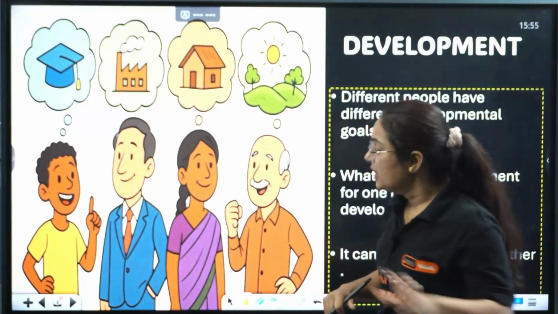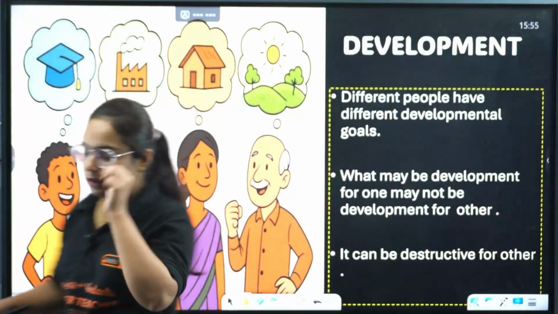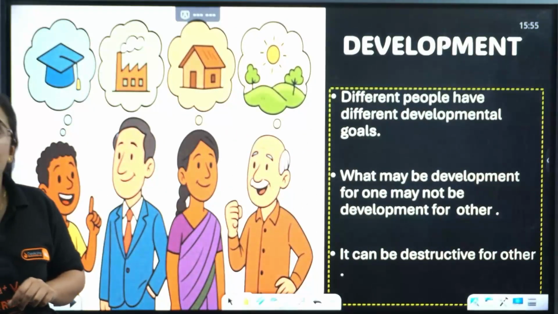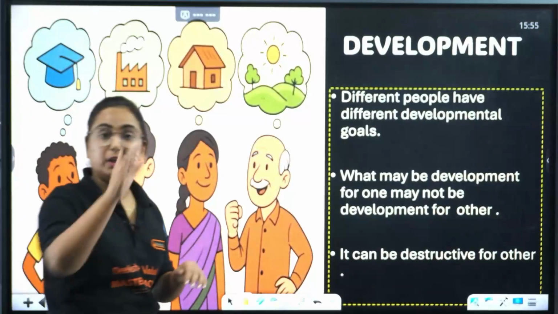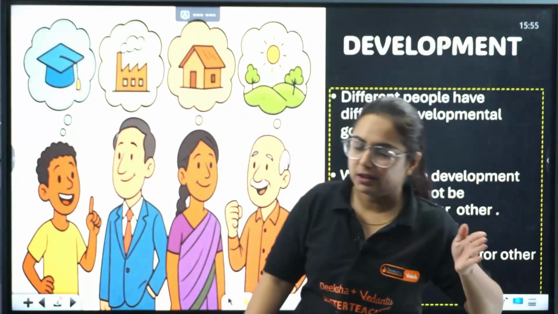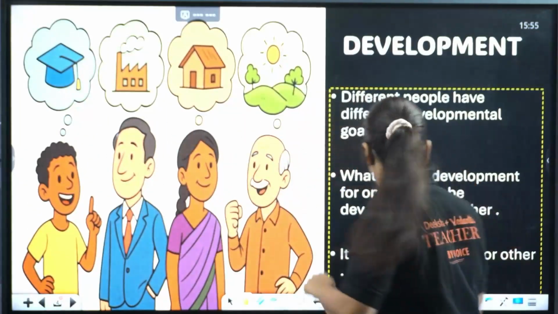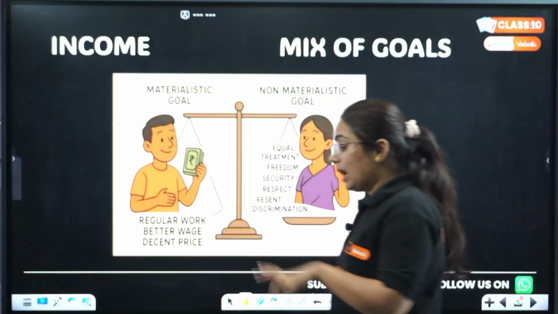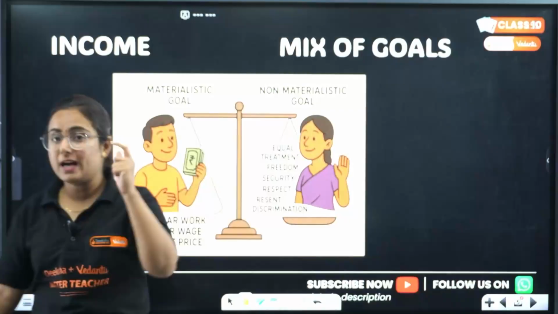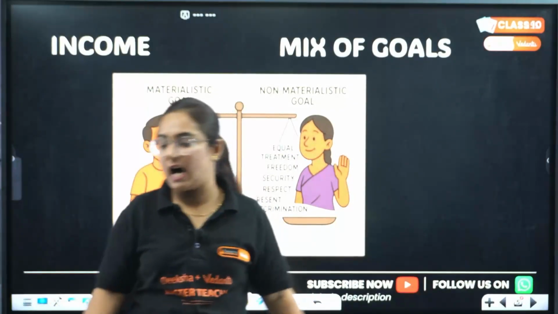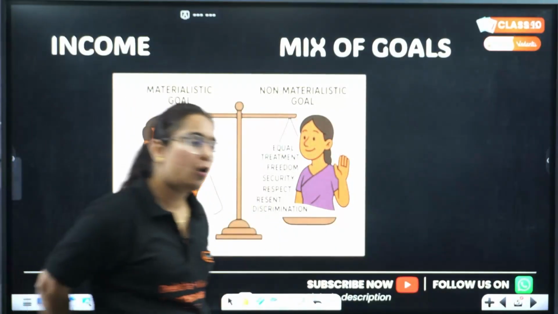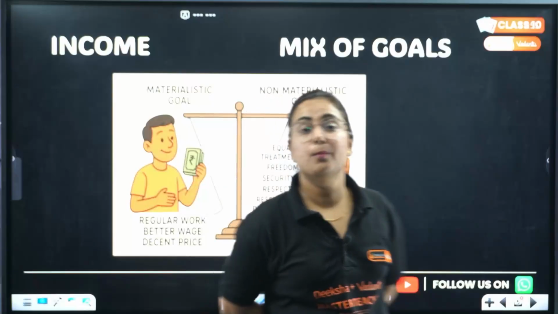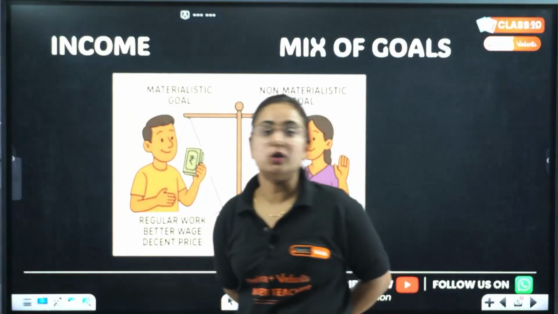So I hope you understood what development actually means and how development is different from one person to another. Clear? Okay, fine. Up till here, everything is quite clear. But now what happened? Okay, if I ask you a question: according to you, who is the most developed person in your society?